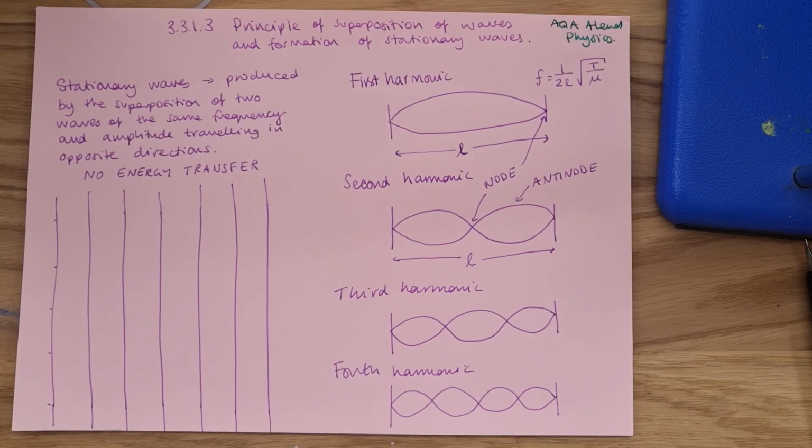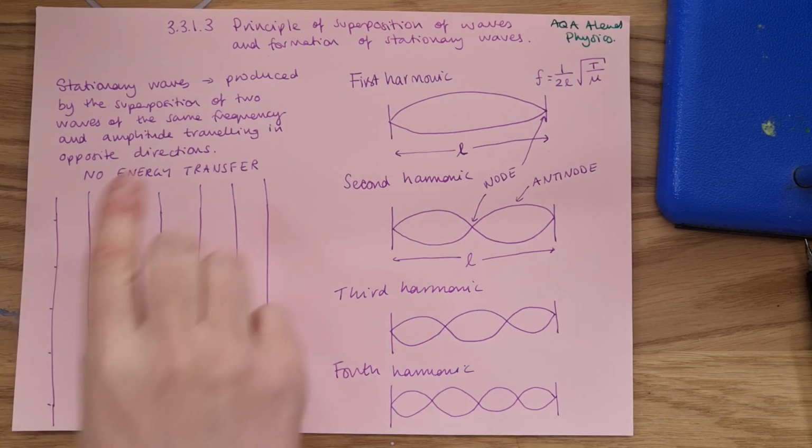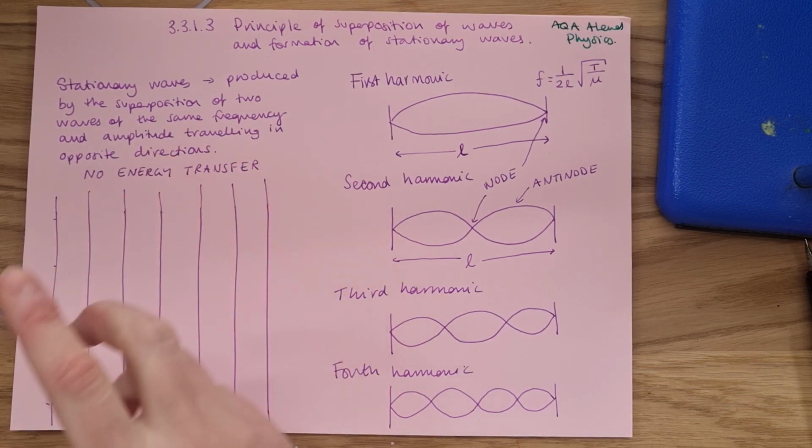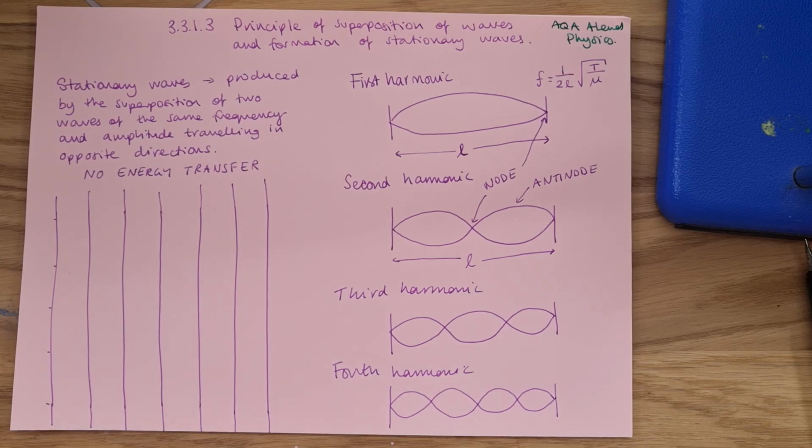Right, okay, so I'm going to go through the principle of superposition of waves and the formation of stationary waves today. Sometimes called standing waves, we call them stationary waves. They are waves that are produced by the superposition of two waves with the same frequency and amplitude travelling in opposite directions. Normally, it's a wave and its reflection that give us those conditions.